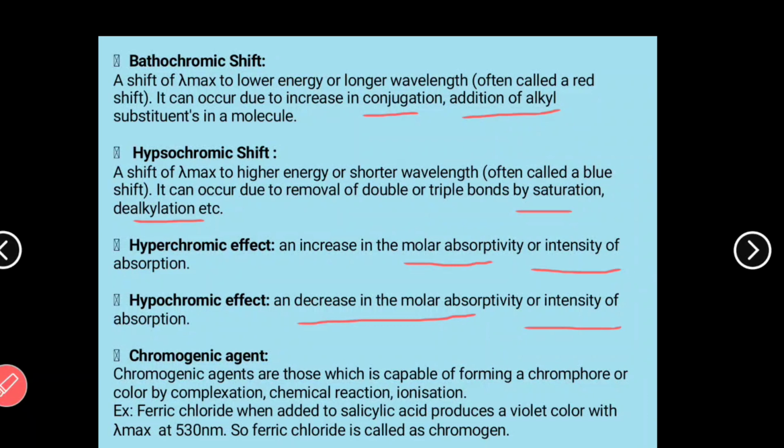Chromogenic agent. Chromogenic agents are those which are capable of forming a chromophore or color by complexation, chemical reaction or ionization. For example, ferric chloride. When ferric chloride is added to salicylic acid, it produces a violet color with lambda max at 530 nanometers. So, ferric chloride is called a chromogen. These are some important terms in UV-visible spectroscopy.